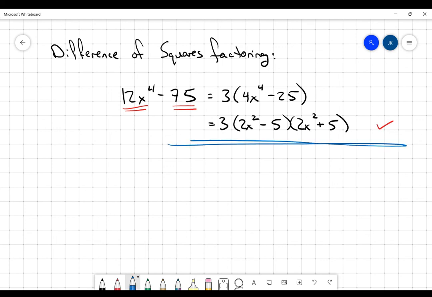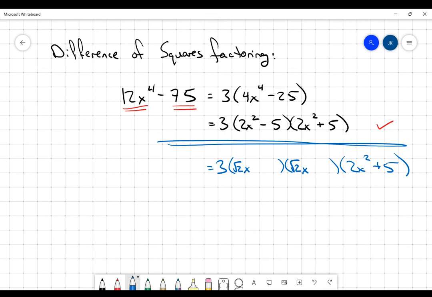I do, however, want to point out that you could go further if you needed to. And there are situations where actually it is useful to go a little bit further, but they're pretty rare. So 2x squared minus 5. Could I force that to be a difference of squares? Yes. I can force it by making the square root of the first term be the square root of 2 multiplied by x. And if you just take a look at that term there, you'll recognize what I'm doing there.